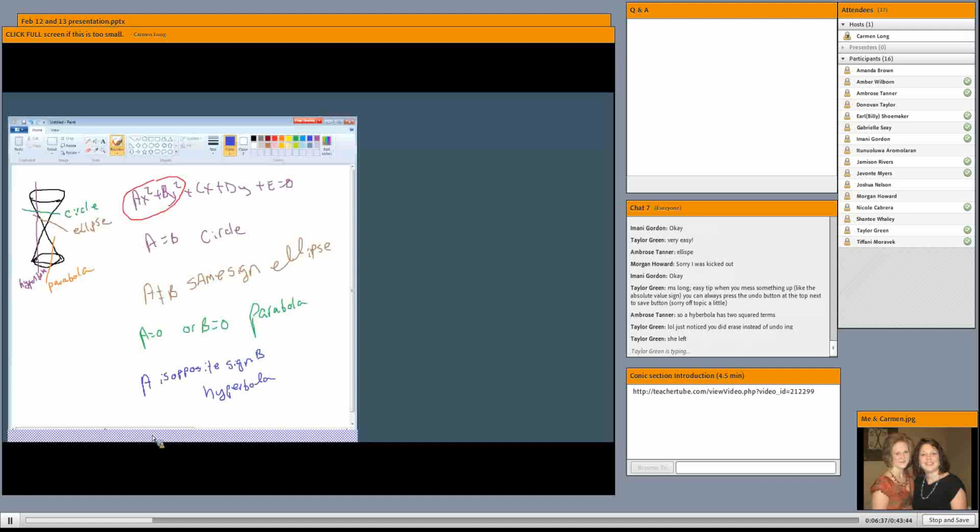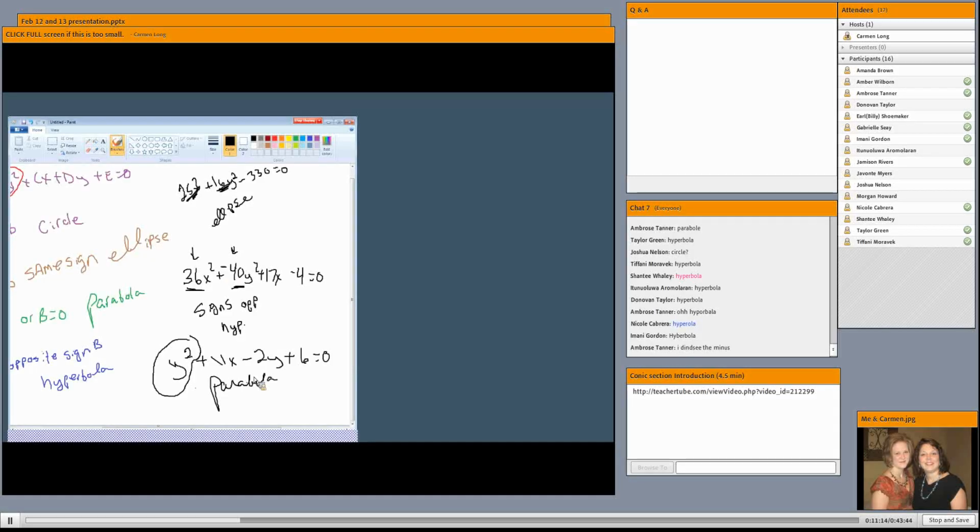Let's say 11x minus 2y plus 6. I know that doesn't look like any parabola you've ever seen, but guess what? That is a parabola because there is only a y squared term. There's no x squared. Looks like this. It's a sideways parabola. And you've not done sideways parabolas before. So that's going to be new.